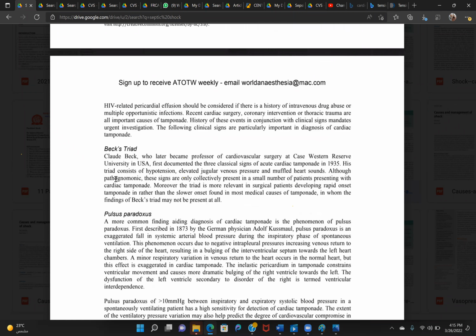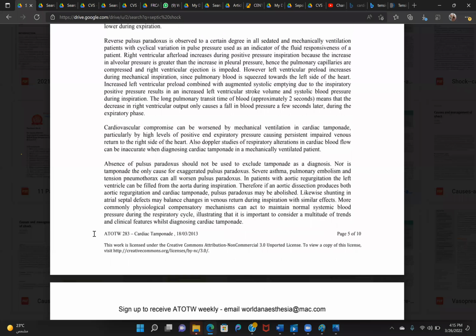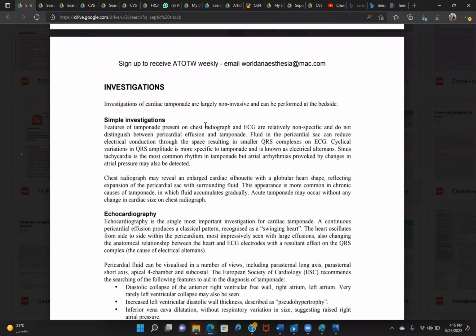It may be diagnosed usually by echo, or ECG, or chest X-ray may also help. Other than that, the invasive monitoring and the clinical signs and symptoms. Okay. Simple investigations. You have written the same thing which I was telling you. ECG, chest X-ray. Okay. What else?